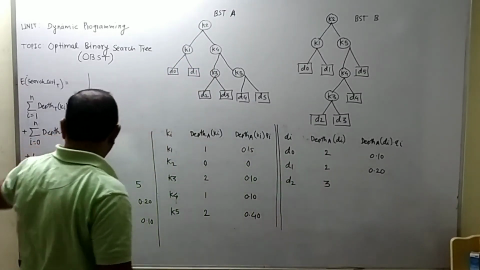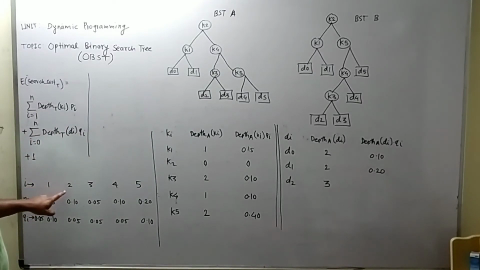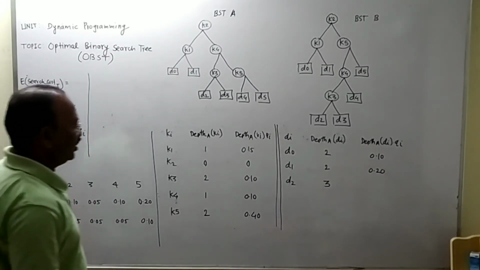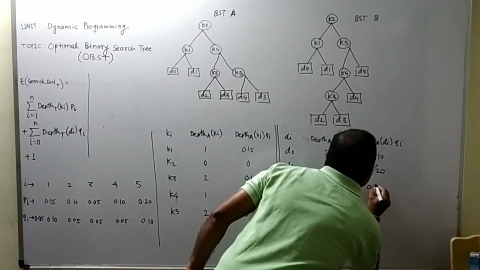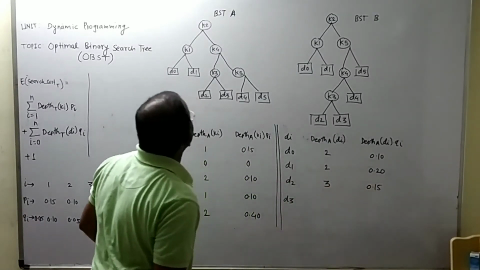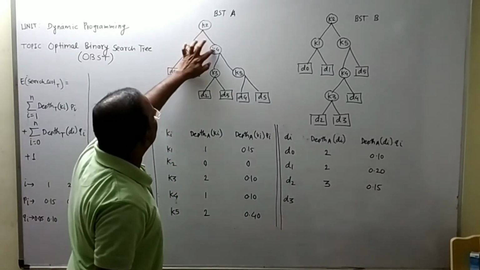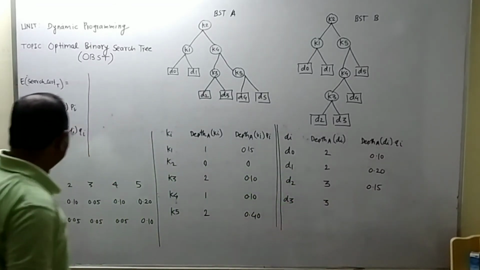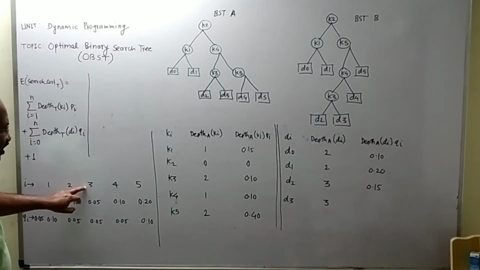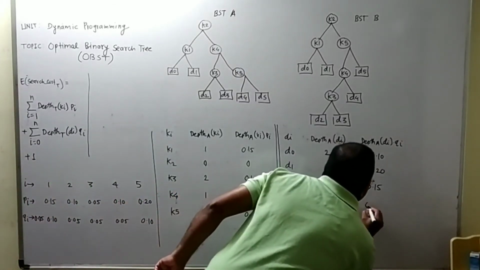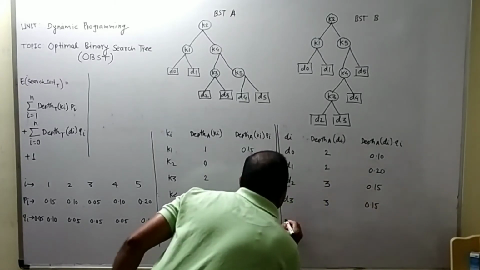Multiply these 3 with the probability of dummy key D2, that is 0.05, meaning 0.05 into 3, that is 0.15. Then D3, the depth of D3 is 0, 1, 2, 3. Multiply 3 with the probability of dummy key D3, that is 0.05. It gives 0.15. Then D4.